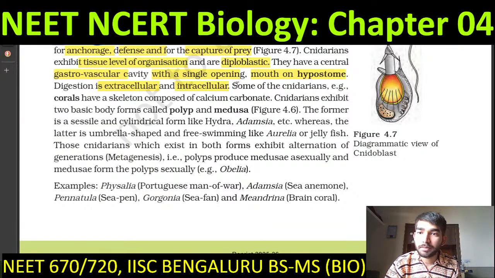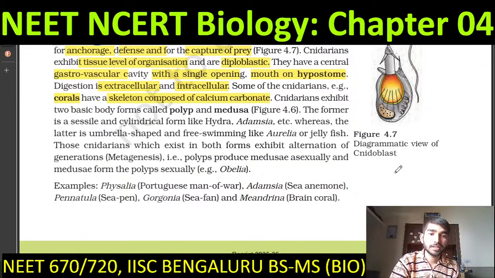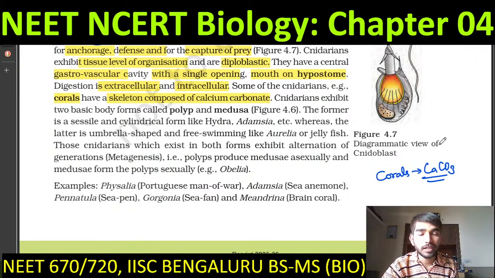Some of the cnidarians, for example corals, have, and this is again a very important thing, a skeleton composed of calcium carbonate. So the corals that we see on beaches have calcium carbonate. This is very important to remember. Because it is basic in nature, it can react with acid and then be leached or bleached. That's why the corals are being bleached around the globe, because of more and more acidic content in the water, which is being released by the industries.